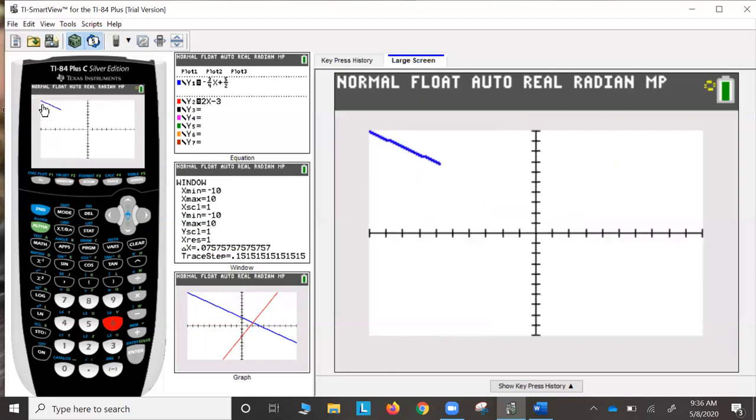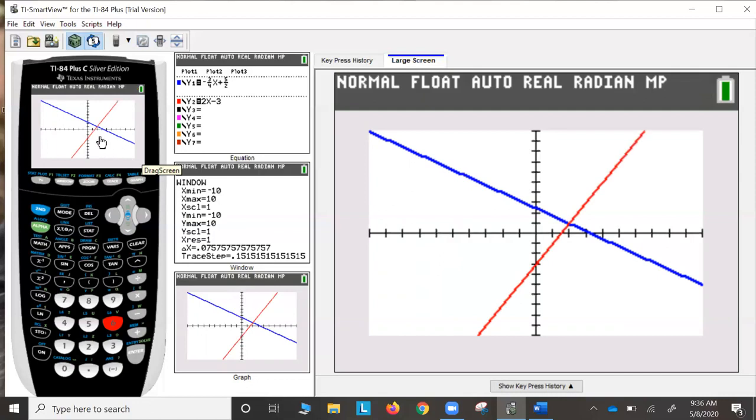And that also automatically takes you to your graph. You don't have to go click your graph key. Okay, now remember that solving a system means we're trying to find the point that two lines intersect, which would be right there. So to do that now, I need to go to my Calc button.